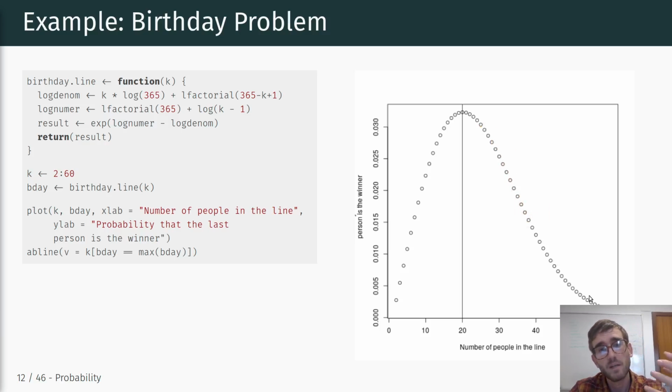Why does it decrease? Well, because the probability becomes high enough that someone before you already shared a birthday with someone else, right? So on average, the highest likelihood to be the first person who shares a birthday with the person ahead of you in line is at 20.